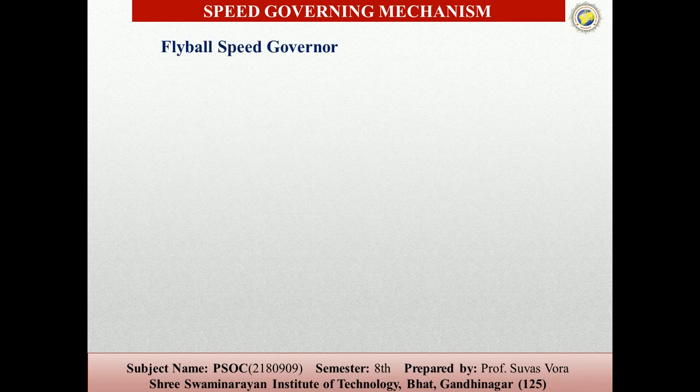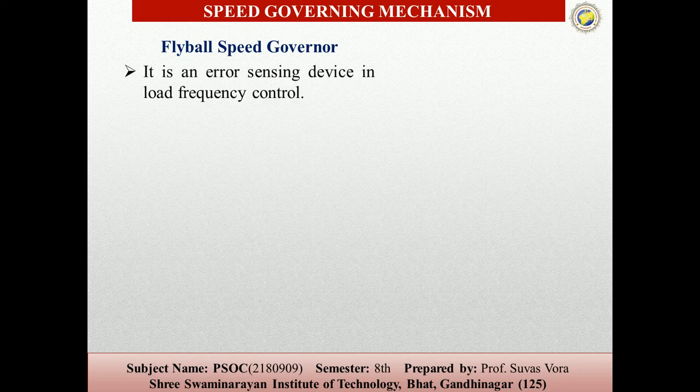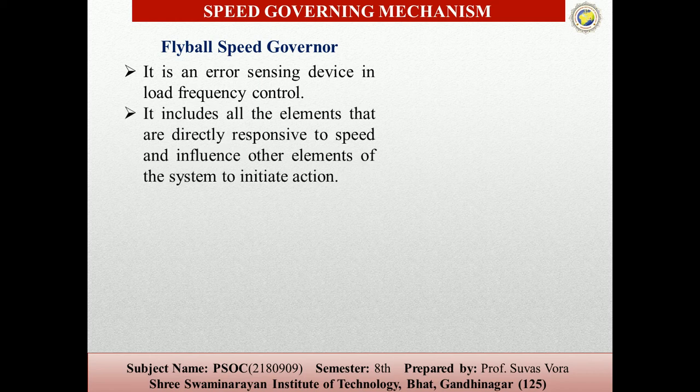The fly ball speed governor is an error sensing device in the load frequency control. It has all the elements that sense the speed and affect the other elements of the system to initiate actions of stability. It includes all elements that respond directly to the speed and influence other elements of the system to initiate the actions. We can see in the figure how the fly balls look.